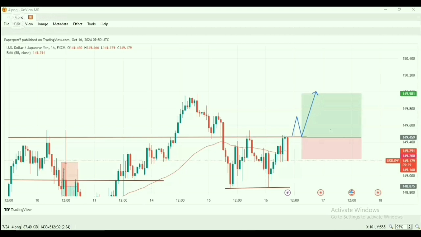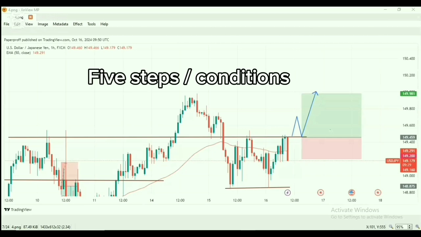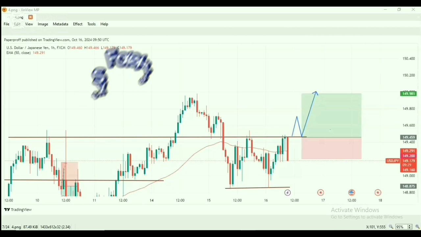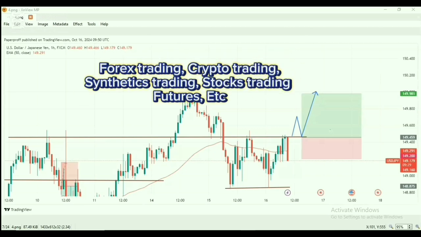If you don't want to be losing more than you are making, then you need the market to present these 5 conditions for you before you ever take a trade. These conditions apply to all markets, including Forex, crypto, stock, synthetic, and futures trading.